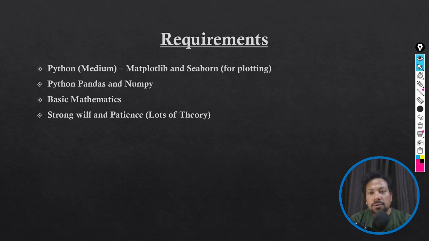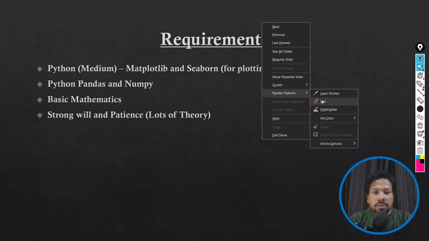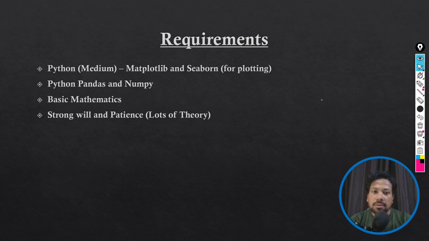So for this particular video, you need to have these requirements because I'm going to use these tools in explaining the concept in this particular video. So first of all, you need to have some amount of knowledge about Matplotlib and Seaborn, which are essential libraries for making graphs and charts in Python. And then you also need to have some knowledge about Pandas and NumPy. Pandas is a beautiful library for data frame manipulation, and on the other hand, NumPy is basically used for mathematical calculation. And I'm going to perform some mathematical calculation in this video and in future videos also. So you need to have knowledge about these libraries.